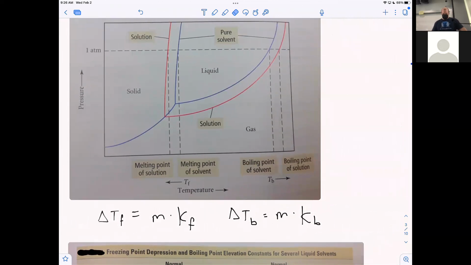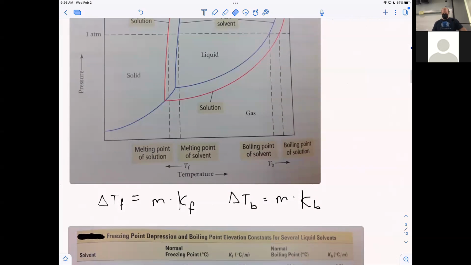This is pretty straightforward. In fact, I even had a question from one of the online students: "I don't understand why I got this question wrong." The most common mistake is forgetting to subtract the melting point and add the boiling point. So it's freezing point depression, boiling point elevation.